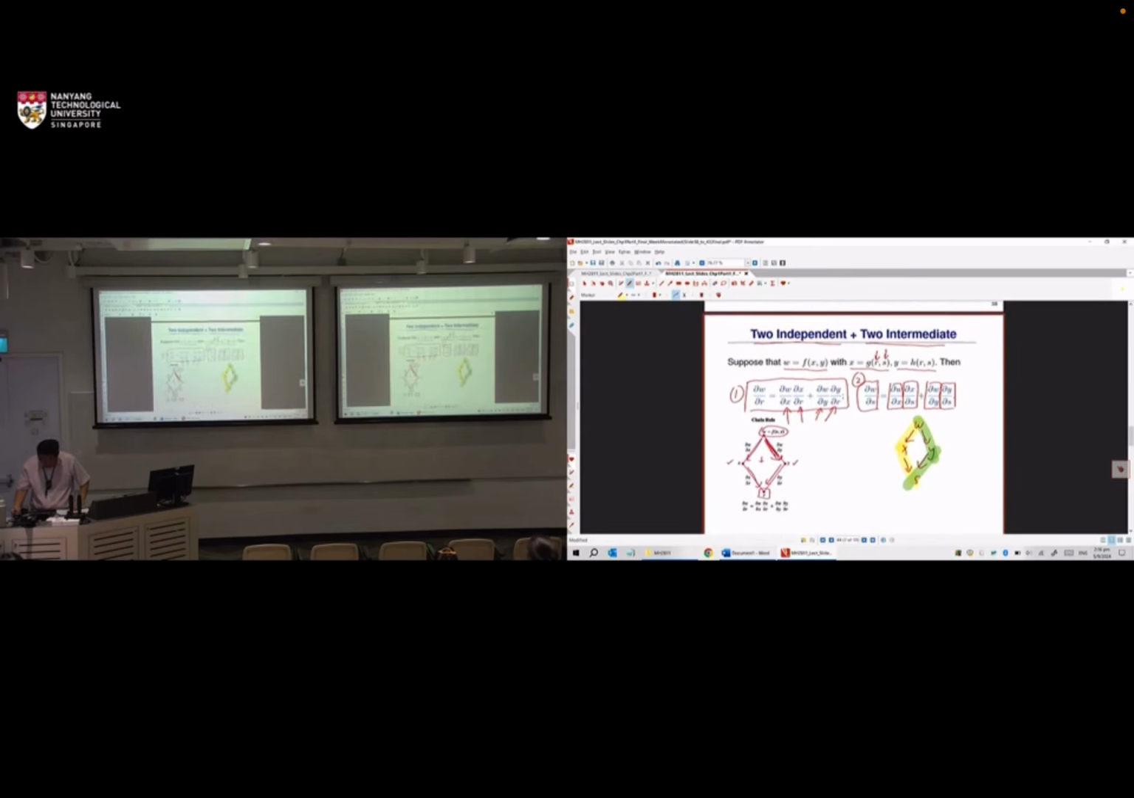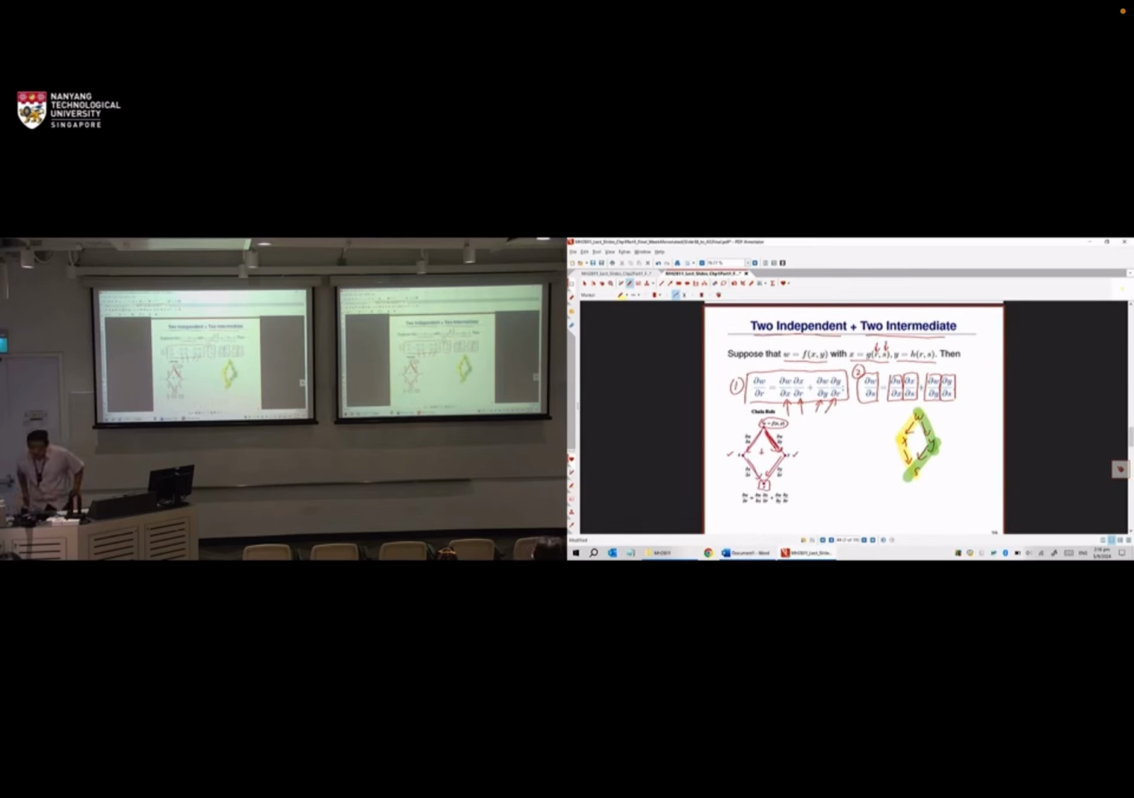Okay, now we move on to 2 independent, 2 intermediate. All right, 2 independent means that you need to have 2 diagrams already. There will be 2 sets of answers. So for W equal to F(x,y) with x equal to G(r,s) and y equal to H(r,s), I have an R diagram and an S diagram. So this is W, the intermediate is x, y until R. From here is W, x, y until S.